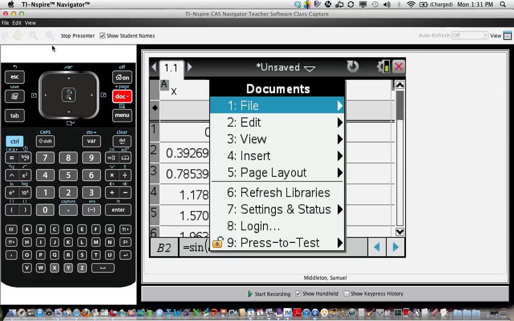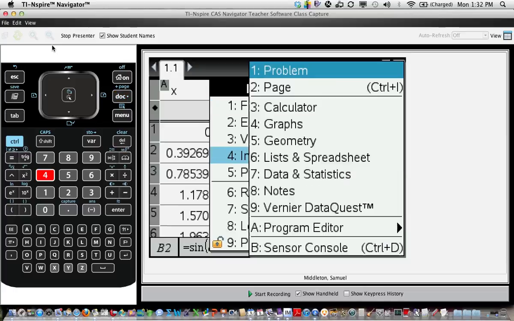So you got it? Okay. So now we got those two columns filled in, right? Go to document, go to insert. Go to the doc button, go to insert, and we want to insert a data and statistics page.